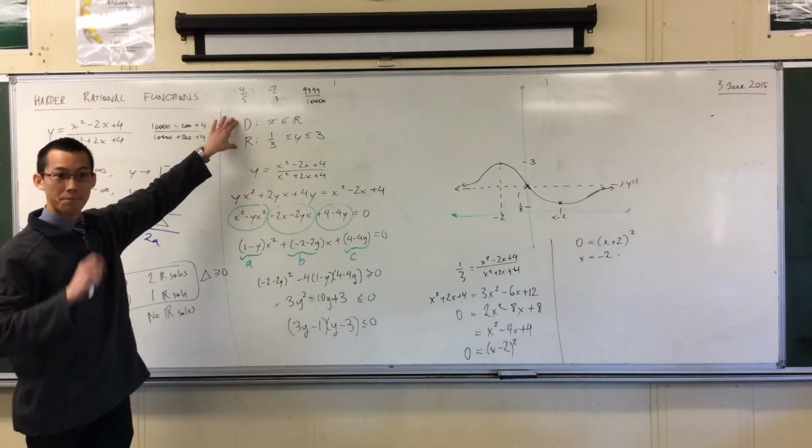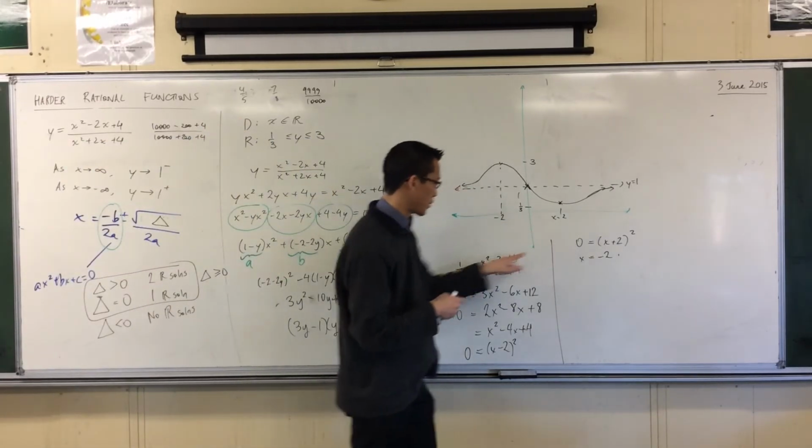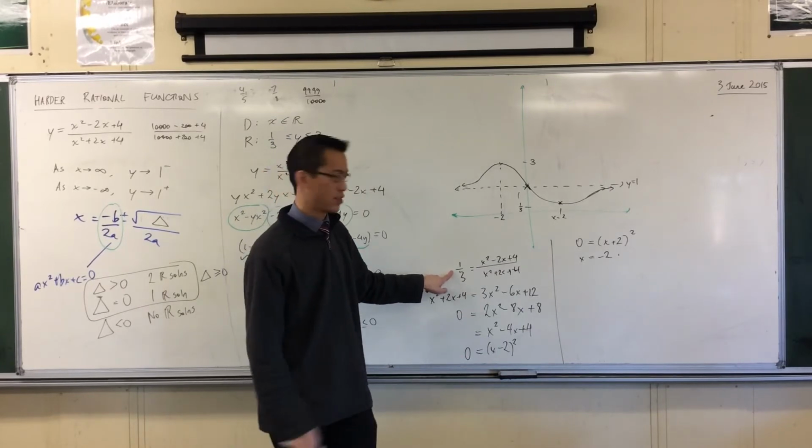Okay, yep. Where did the 0 equals x plus 2 squared come from? That one, from doing this same process with 3 instead of a third. I just kind of shortcutted because the process is the same.